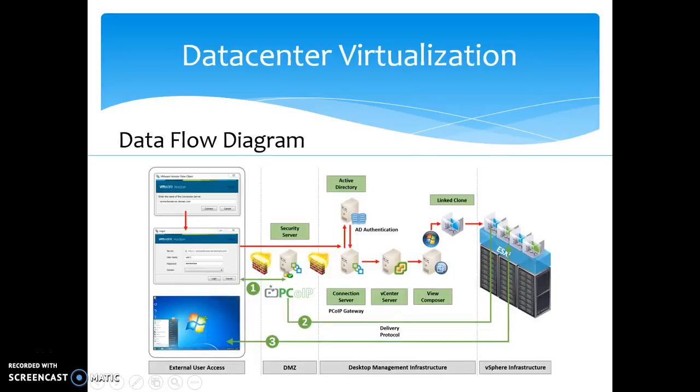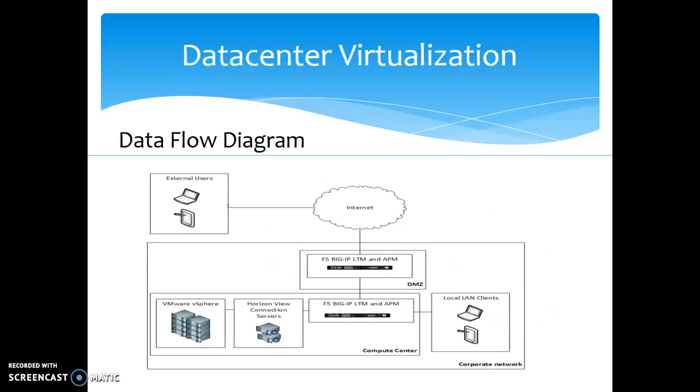Here's a data flow diagram for how an external user would be able to access the environment from outside the firewall. Initially, they'd hit the first firewall on the DMZ, they'd go through the security server, and then they'd hit the next firewall, which would go through Active Directory authentication into the connection server, which would also authenticate into the vCenter server through View Composer, into a link clone, which would give them access into this Infinity environment that would give them a system that they're requesting.